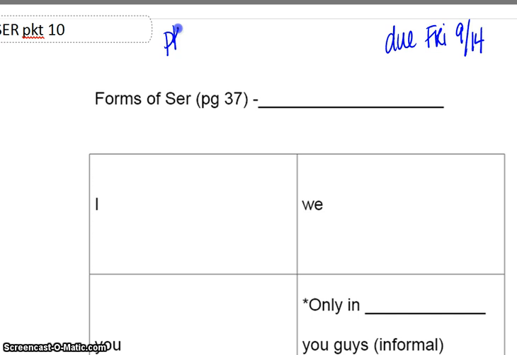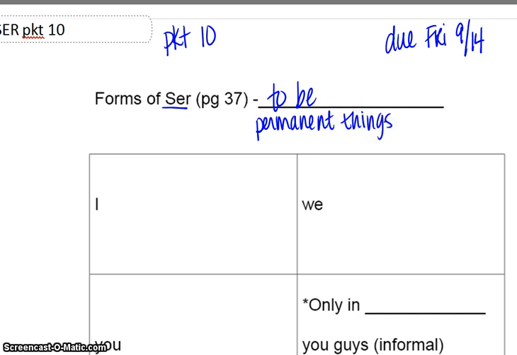This information can be found on packet page 10, and this goes over our first official verb in all 6 forms. So this is the verb ser, S-E-R, ser. It's also text page 37 if you wanted to check it out there. Ser is the verb in Spanish that means to be, and you use it with permanent things. There is another verb in Spanish that means to be, but right now we're just going to start with ser.